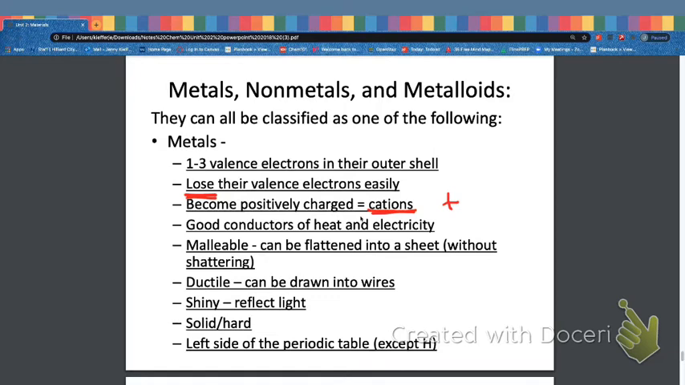And that's what causes metals to be good conductors, causes them to be malleable, meaning when we hit them with a hammer, they either flatten or bend. They're ductile, meaning that we can shape them into a wire shape, and we can conduct electricity through them. They're shiny. And metals tend to be solids at room temperature.